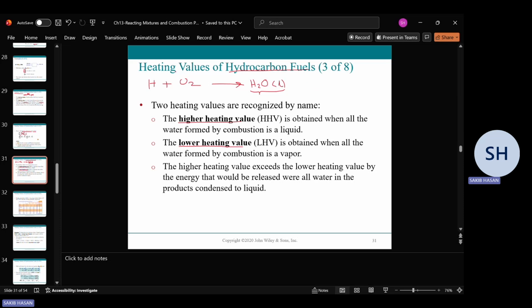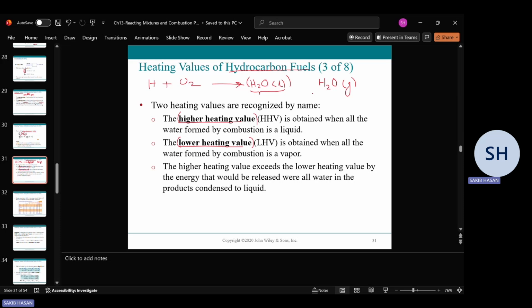So if you have the combustion reaction taking place such that water is in its standard state, then you will get the higher heating value. However, if water is not in its standard state, if it is instead released in the form of water vapor, so in the gaseous state, you will get the lower heating value.